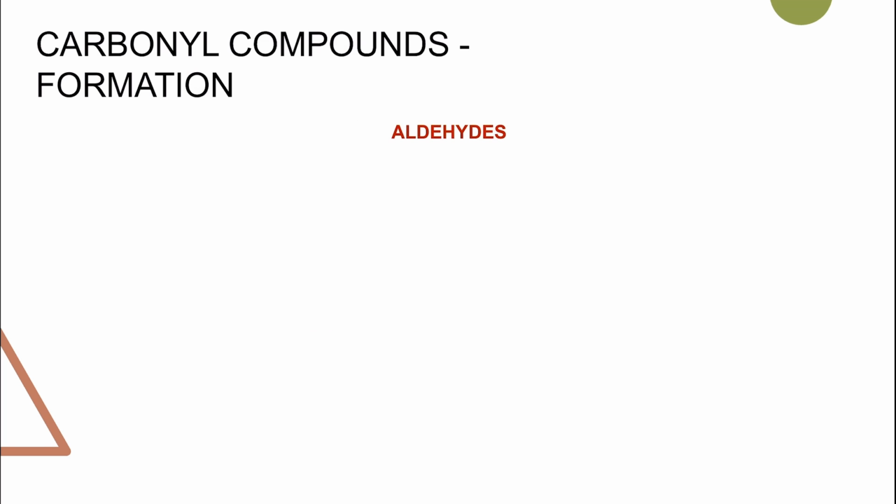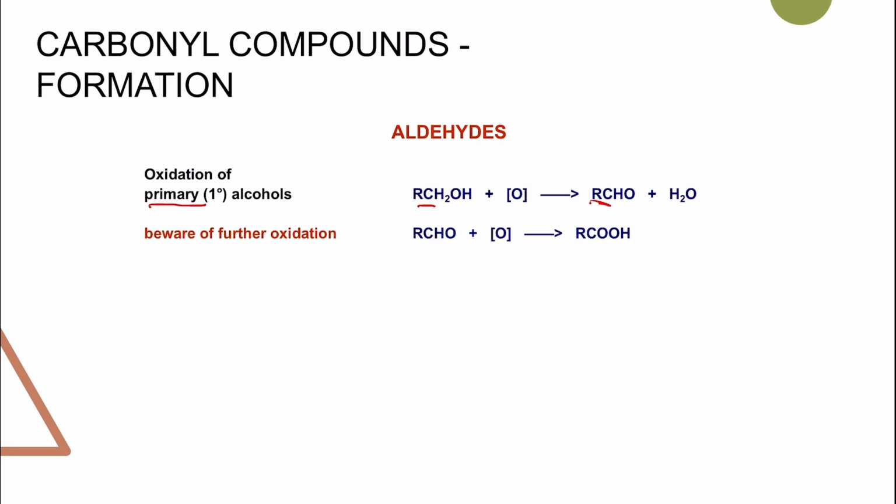The formation of carbonyl compounds: for aldehydes, you can form aldehydes by oxidation of primary alcohols. So oxidation of primary alcohols will give you aldehydes. However, you should beware of further oxidation, because the aldehydes themselves will be oxidized by the same oxidizing agent to give you a carboxylic acid. One of the main reactions of aldehydes is oxidation to the corresponding carboxylic acid, with the same number of carbon atoms.